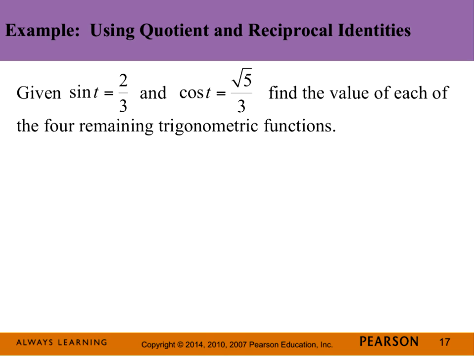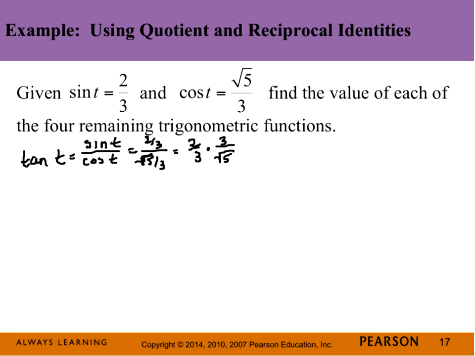Okay, so we're given that the sine of t is equal to 2/3, and the cosine of t is equal to the square root of 5 over 3. And they're asking us to find the values of the 4 remaining trigonometric functions. So we have the tangent of t is equal to, we can use the quotient identity that says it is the sine of t over the cosine of t. And that is equal to 2/3 divided by square root of 5 over 3. 2/3 times 3 over the square root of 5.